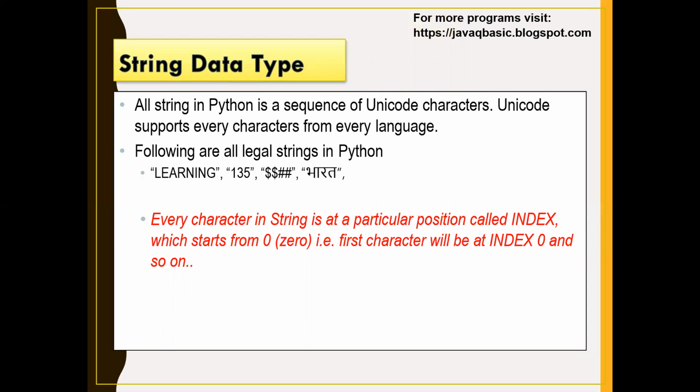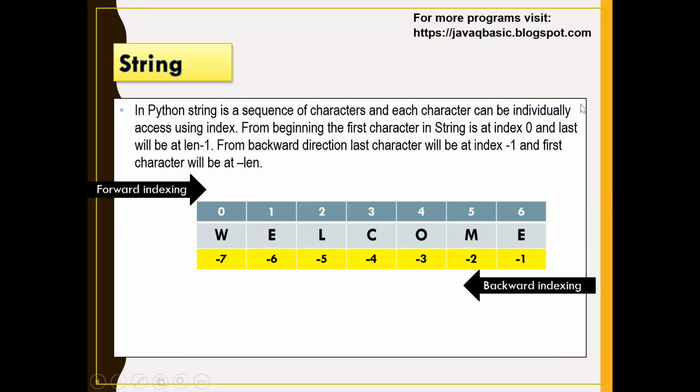String data type. A string in Python is a sequence of Unicode characters. Unicode supports every character from every language. Following are the legal strings in Python. Here, between the open inverted comma, whatever you are writing, that will be known as a string. Every character in string is at a particular position called index, which starts from 0. The first character will be at index 0, and the next will be 1, and then 2, 3, 4, like this. Here you can see the example.